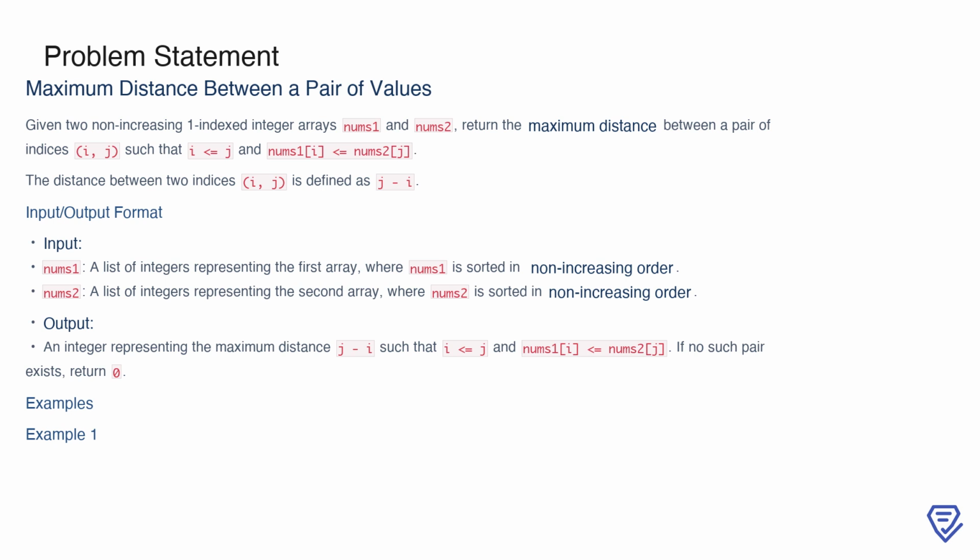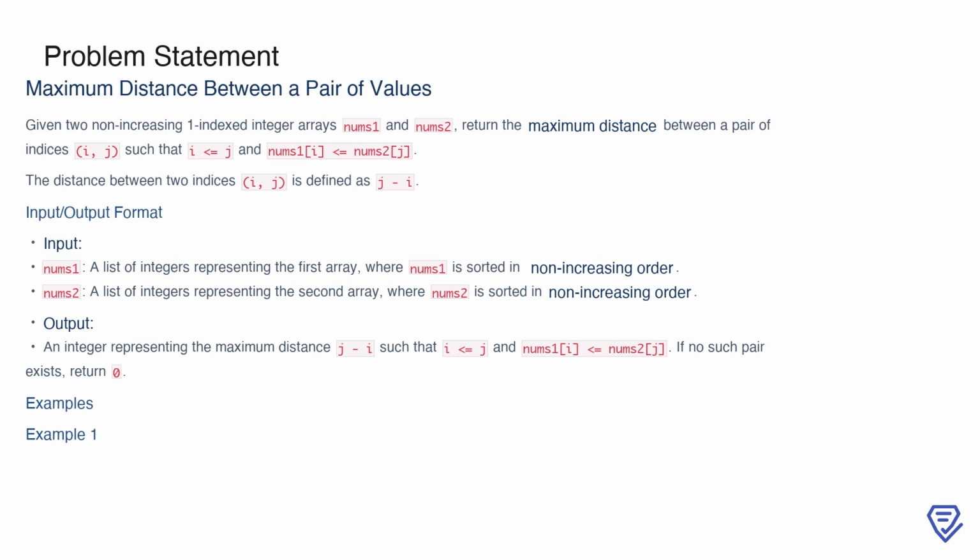The key condition is that for any valid pair, i, j, not only must i be less than or equal to j, but also the value at nums1[i] must be less than or equal to the value at nums2[j]. If these conditions are satisfied, the distance is calculated as j minus i.